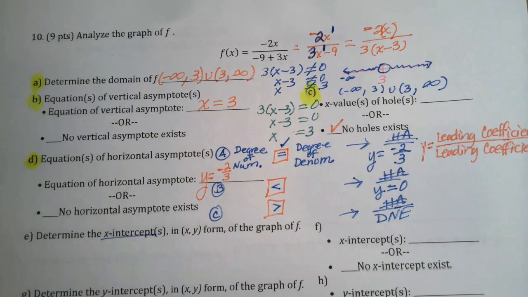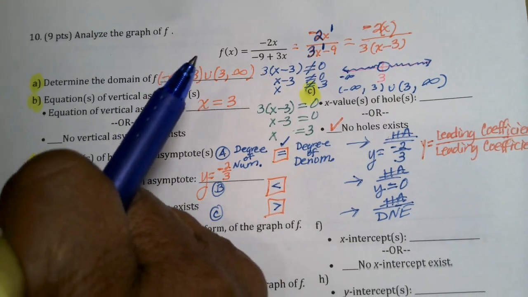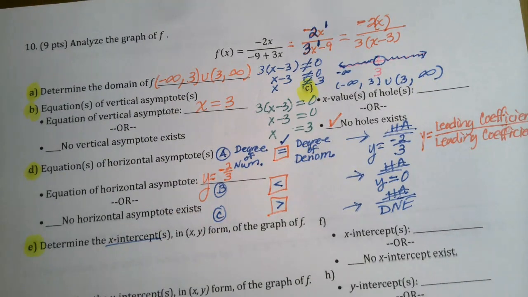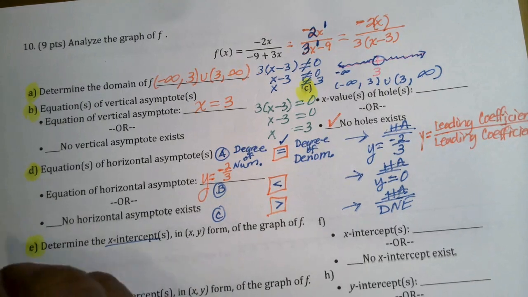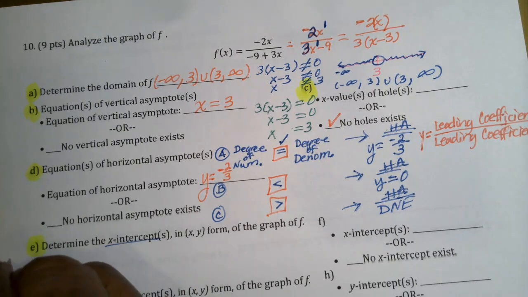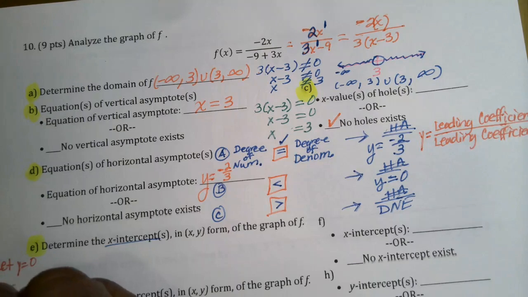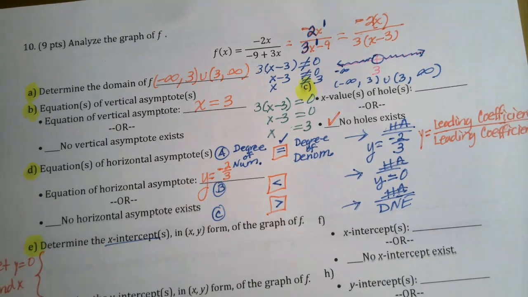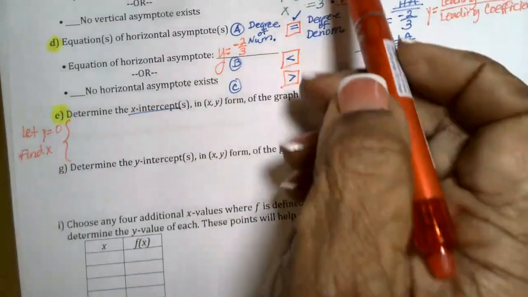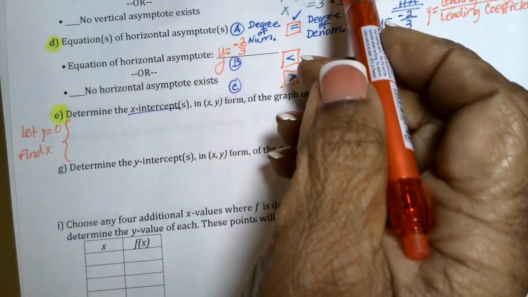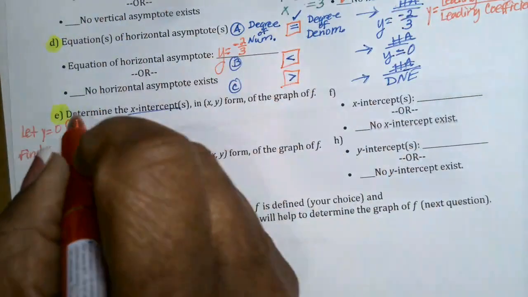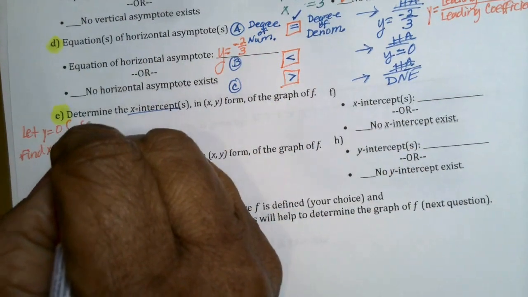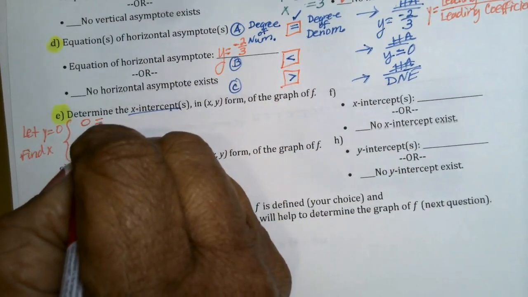X-intercepts. So we know what to do. We are going to let y equal 0 and find x. Let y equal 0, find x. Okay. So we're going to take this original function, and in place of f of x or y, we're going to set it equal to 0.